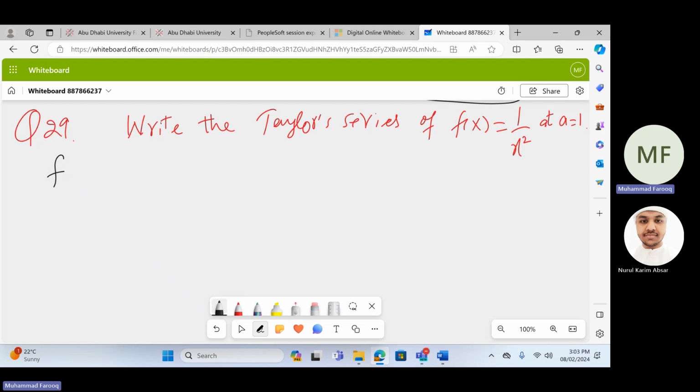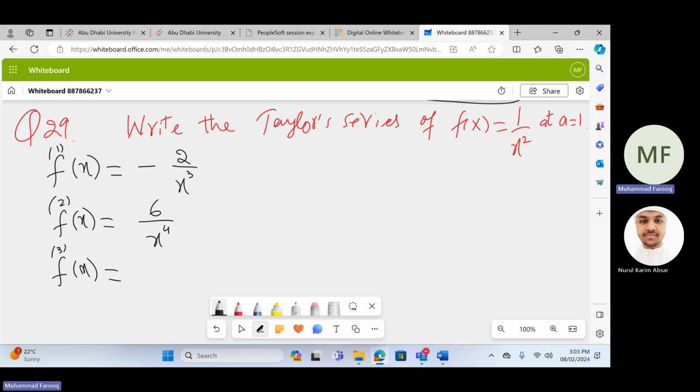So start, please. First derivative, please. It is minus 2 by x cubed, right? Second derivative, please. If I take it up, I get 6 by x power 4. Yes or no? The third derivative. Take it up. The number of derivatives is not mentioned. Infinite derivatives, yes. So this is how they ask this question, basically.